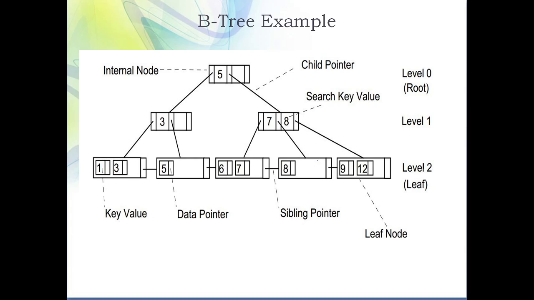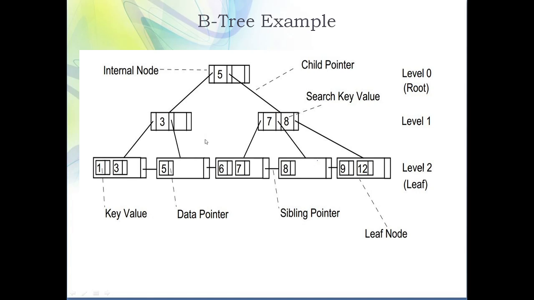So a pointer to what? In case of Btree, that pointer is pointing to a record of a table, as well as to a child node or an internal node. So in case of a Btree, that pointer represents the address of a record present in the table, or the address of an internal node, or the address of a child node. So this is what you need to understand.